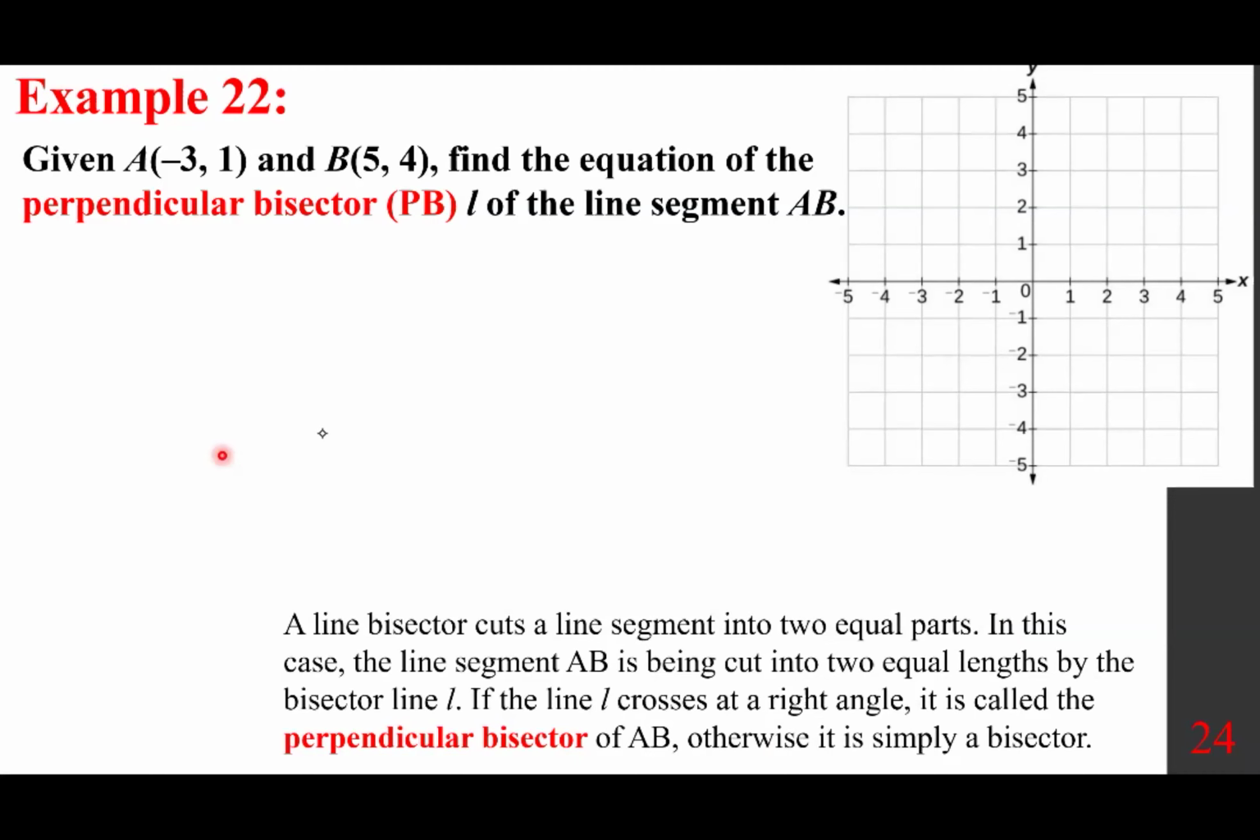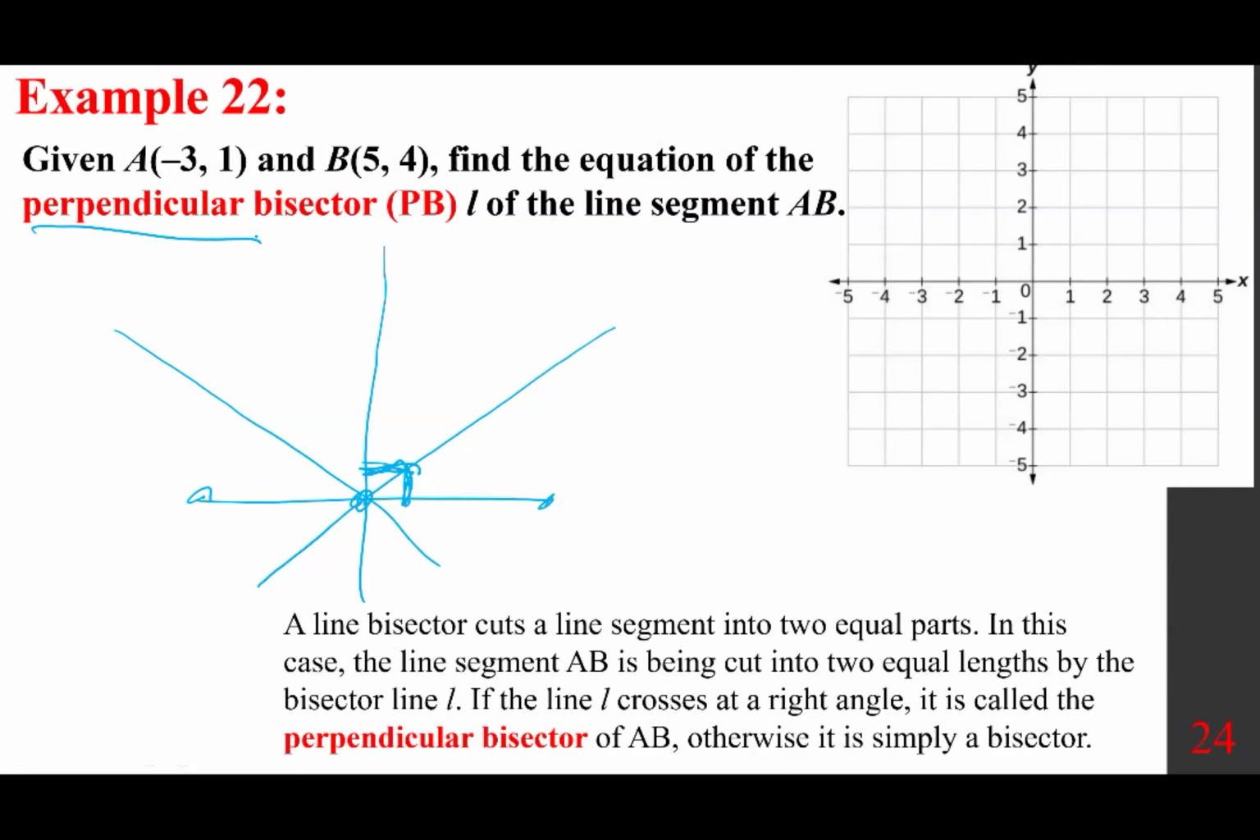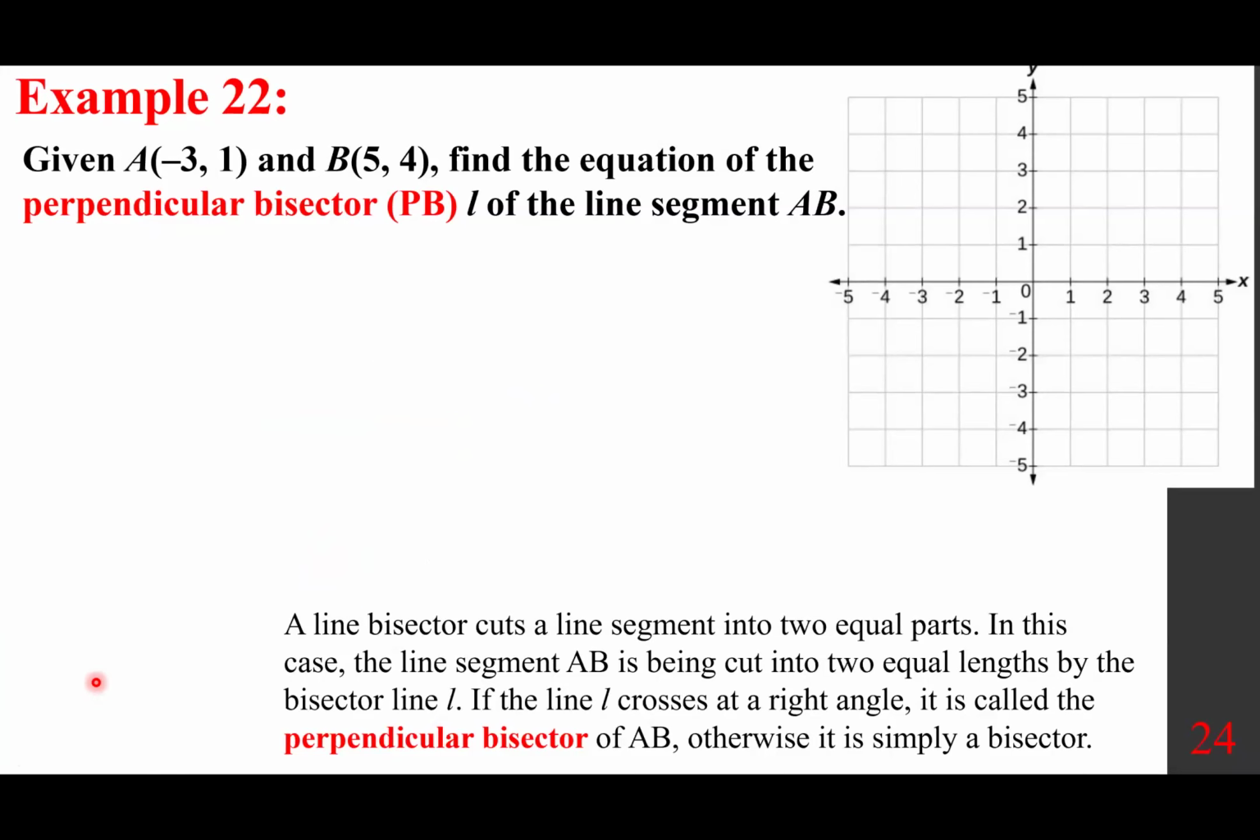So if you have a line segment, here's the point in between. If I cut this with any line, it's a bisector. Any line is a bisector. Specifically, when the line makes a 90-degree angle when it cuts it, then we call it perpendicular bisector, okay? That's the concept. Let me clean up the mess.